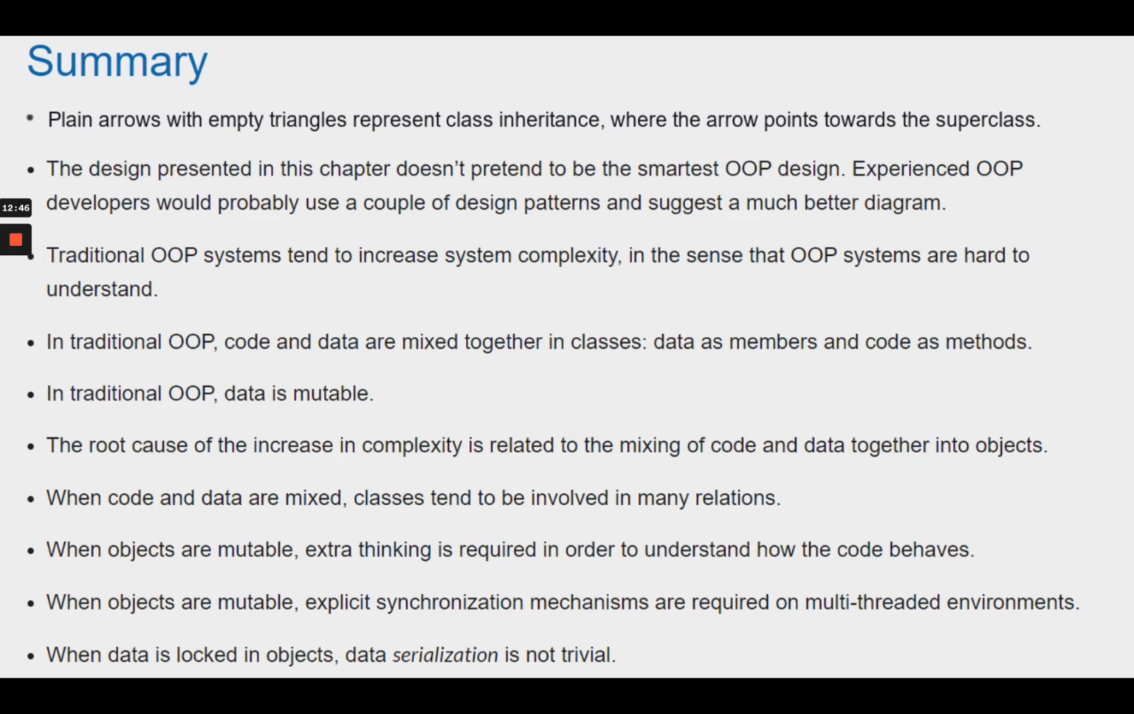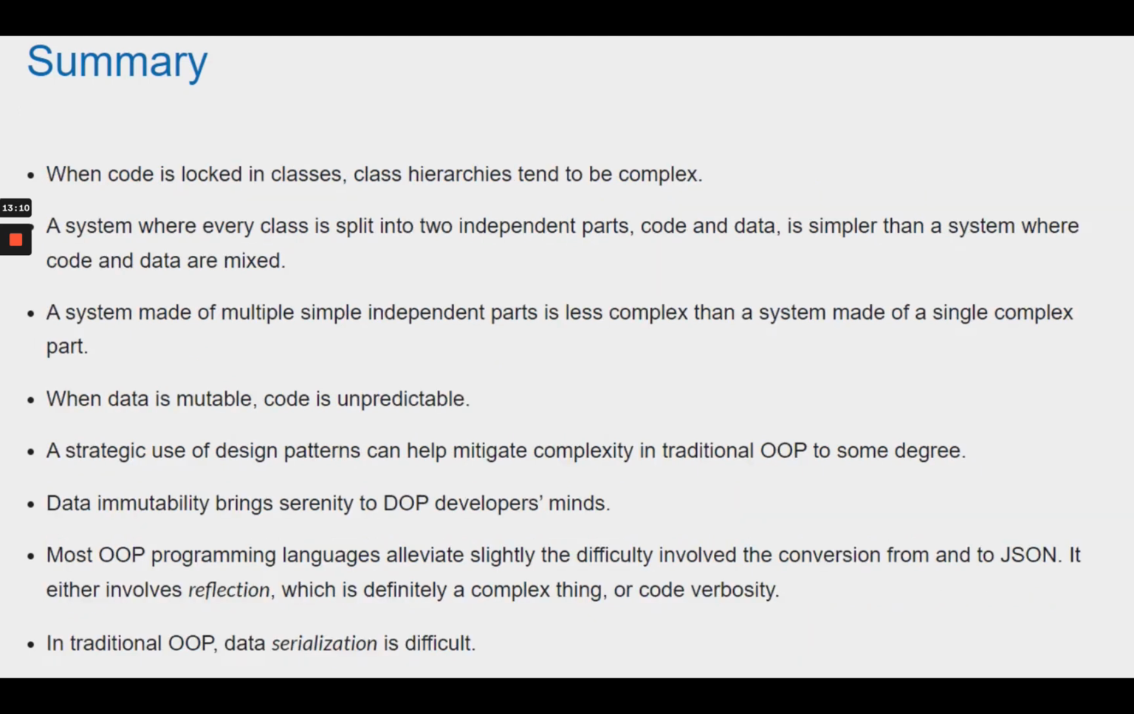When code and data are mixed, classes tend to be involved in many relations. When objects are mutable, extra thinking is required in order to understand how the code behaves. When objects are mutable, explicit synchronization mechanisms are required on multi-threaded environments. When data is locked in objects, data serialization is not trivial. When code is locked in classes, class hierarchies tend to be complex.